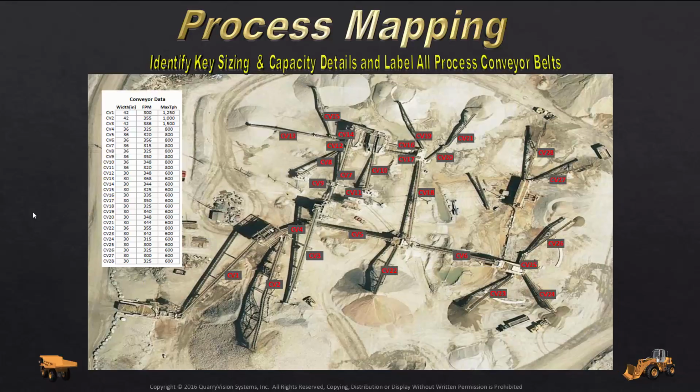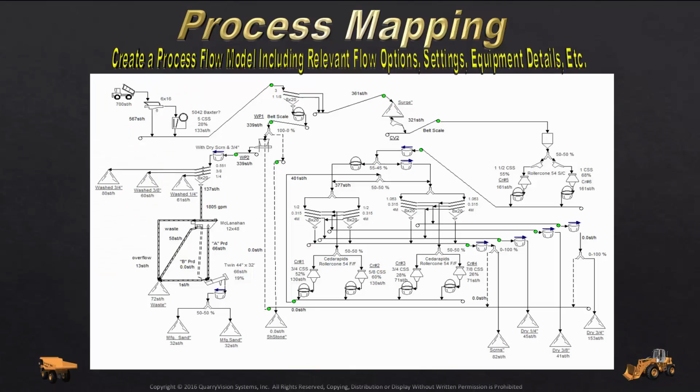Conveyors are all necessarily defined in detail because they are often the bottleneck in the process, and we also need some basic information to be able to establish what type of belt scales are necessary and where they'll be located. The flow model is an analysis that shows the material coming in, going through the crushing system, going to the screens, and eventually coming out as products.